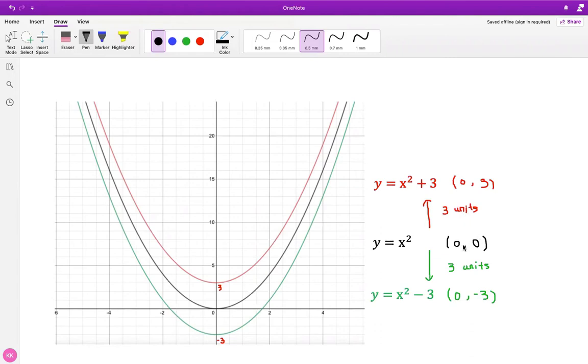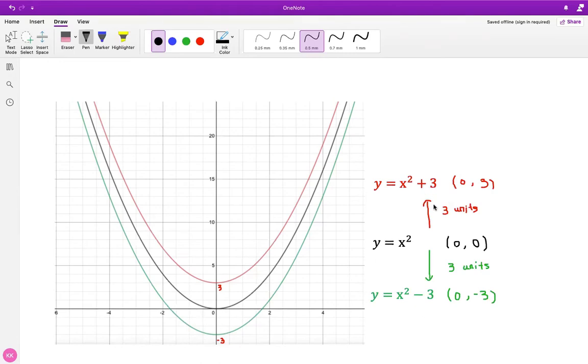At first we have the vertex at 0, 0. For y equals x squared plus 3, we have the vertex at 0, 3, so the lowest point is at 0, 3. For the green curve, the lowest point, the vertex, is at 0, negative 3. It also affects the range of the function. For the basic function, we have y greater than or equal to 0. For the red curve, we have y greater than or equal to 3. And for the green curve, y is greater than or equal to negative 3.